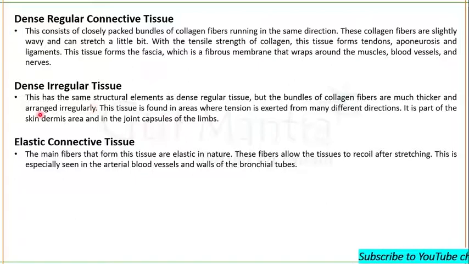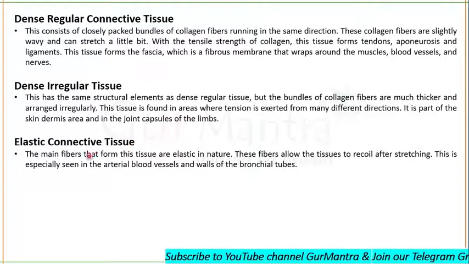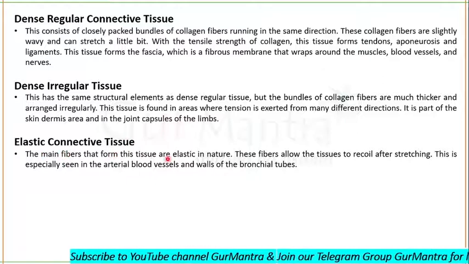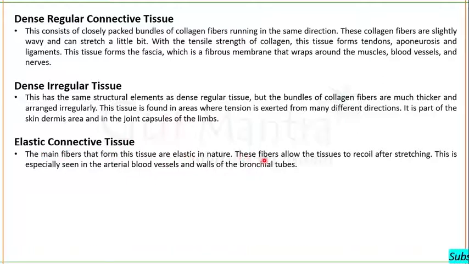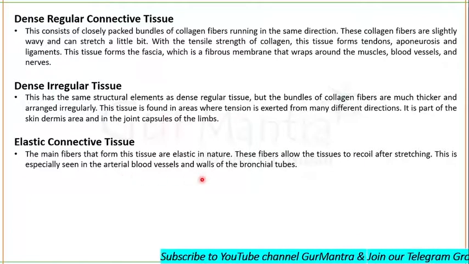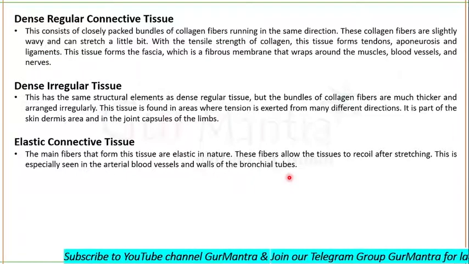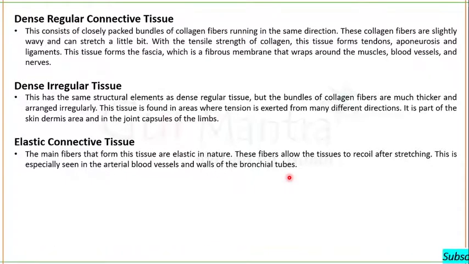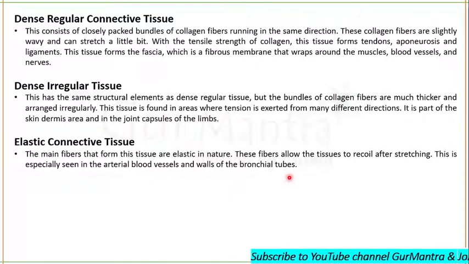So let's talk now about elastic connective tissue. The main fibers that form this tissue are elastic in nature, and these fibers allow the tissue to recoil after stretching. This is especially seen in arterial blood vessels and the walls of the bronchial tubes.